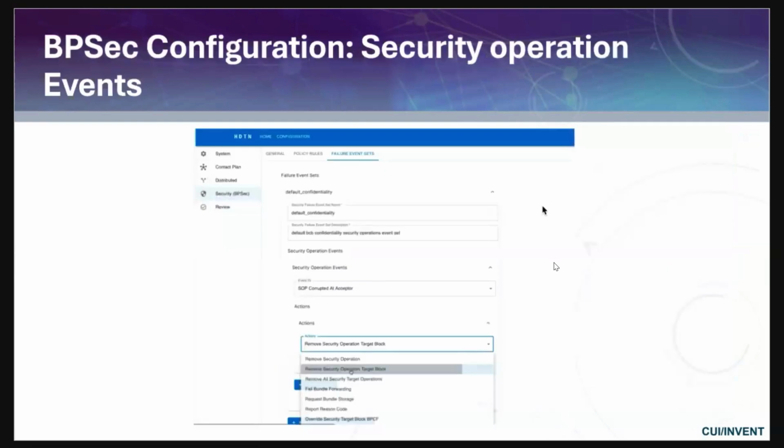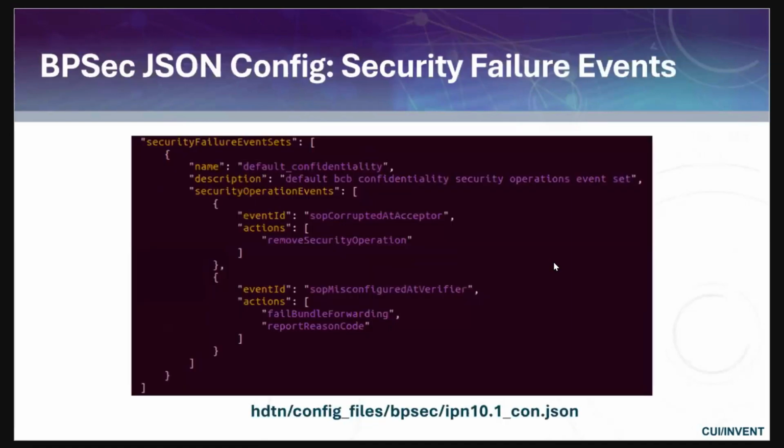So here we have our BPSec config security operation events, where we specify how we're going to process the bundle in case of security failure. And it also generates this in the JSON config file.